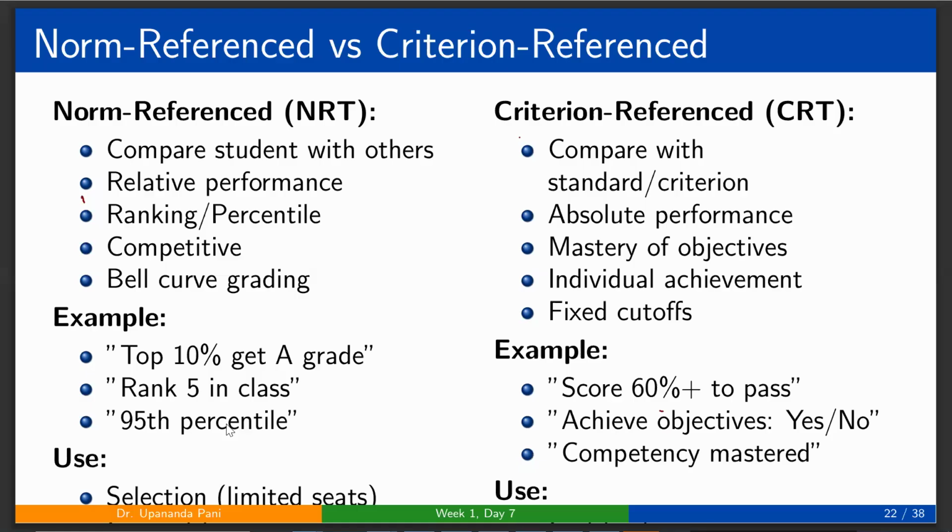Criteria referenced, CRT, you compare with a standard criteria: absolute performance, mastery of objectives, individual achievements, fixed cutoffs. So you score 60% plus to pass, or you achieve the objective, yes or no, competency mastered. So these are examples of criteria referenced. You compare with respect to a standard criteria. So that is basically absolute. The criteria will be fixed based on the situation.